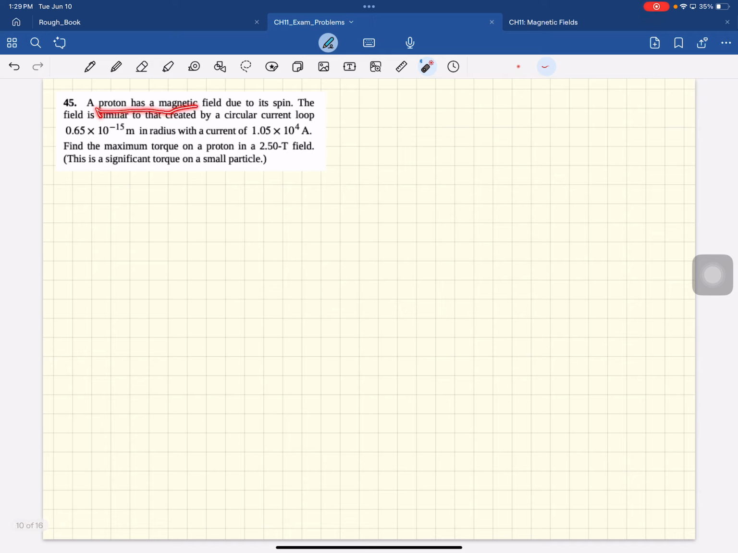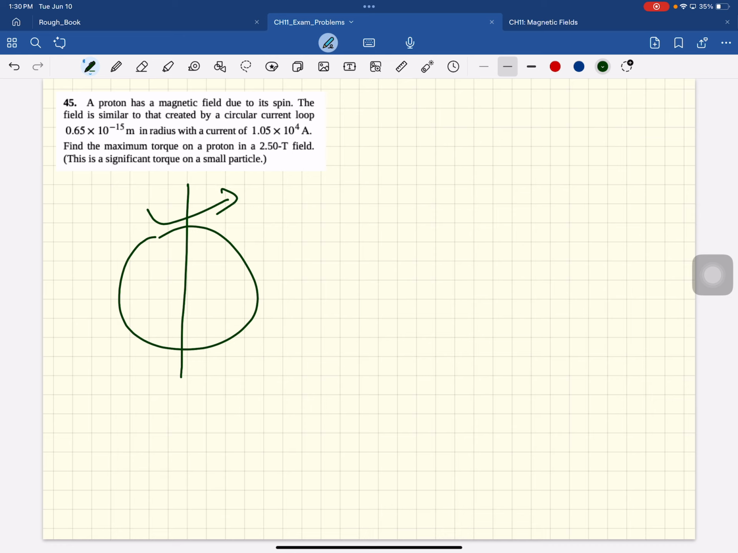A proton has a magnetic field due to its spin. So a proton is spinning and a moving charge produces a magnetic field. So anyway, this acts like a magnet. So if that's the direction of the spin, the proton's magnetic moment is pointing in that direction. Okay. And the strength of this thing is eh-bar over mc or something like that. Okay, so anyway, you guys can look it up. I forget the formula. Okay.